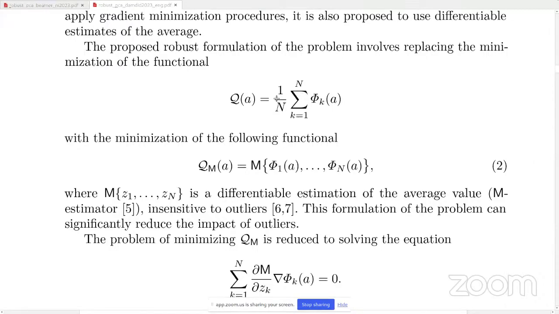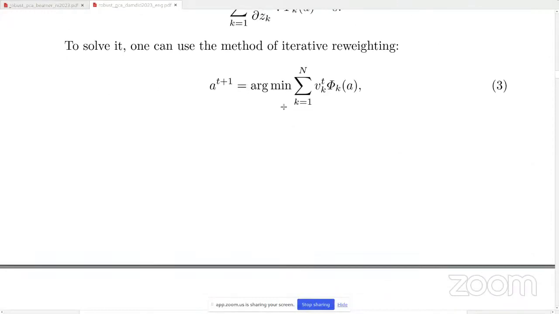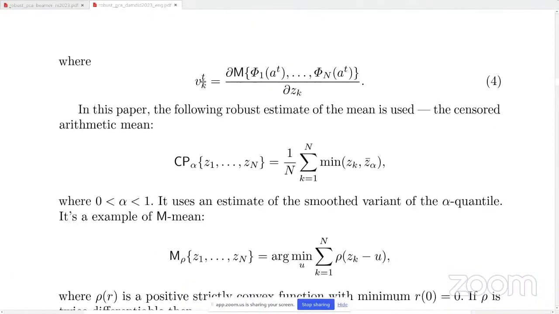The weights are what we can see in the problem. At each step t, the weights are equal to partial derivatives of the functional with respect to its argument.